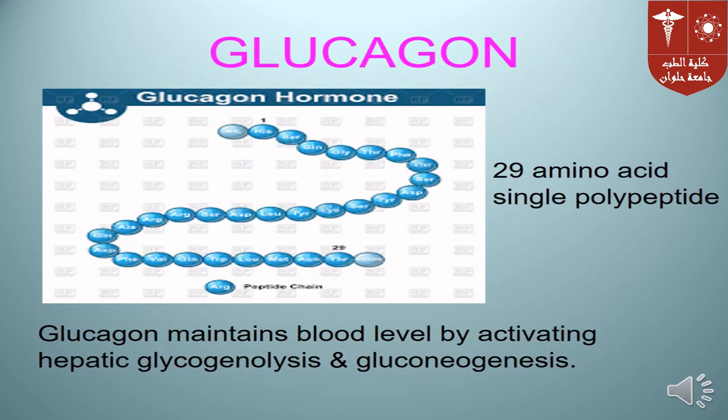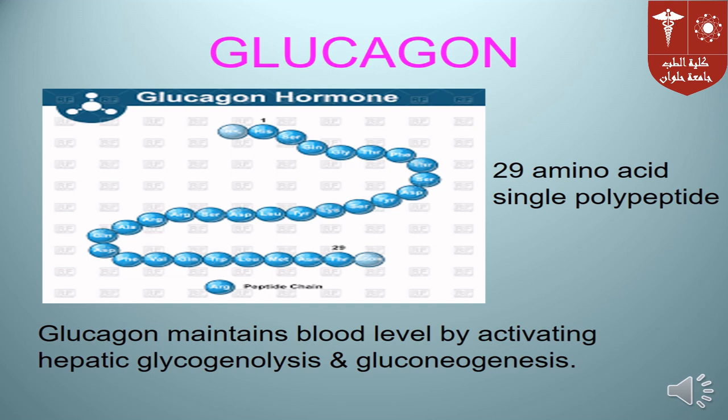أول هرمون هنتكلم عنه في الهايبرجلايسيميك هرمونز هو جلوكاجون، وهو أسرع واحد بيرفع البلاد شوجر. It maintains blood glucose by activating hepatic glycogenolysis and gluconeogenesis. Glucagon is the fastest hyperglycemic hormone which raises blood sugar at times of fasting. It prevents blood sugar from dropping to a dangerous level. It prevents hypoglycemia, and it raises blood sugar by glycogenolysis and gluconeogenesis.